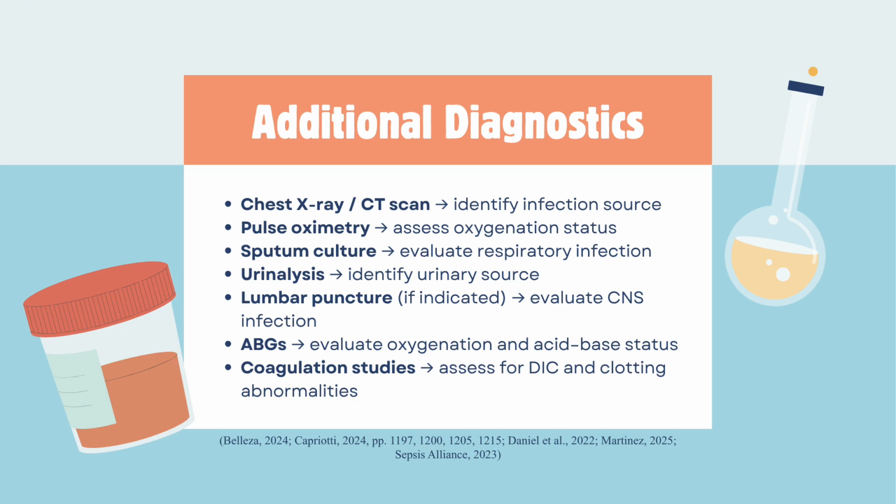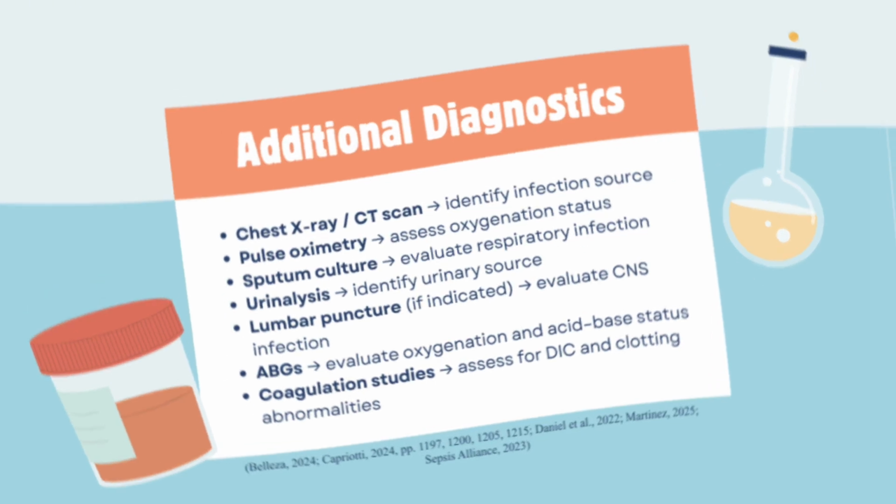Pulse oximetry is used to assess oxygenation status and detect early respiratory compromise. A sputum culture may be obtained to evaluate for respiratory infections, while urinalysis helps identify a urinary source of infection. If central nervous system infection is suspected, a lumbar puncture may be performed. Arterial blood gases are used to assess oxygenation and acid-base balance, and coagulation studies are important for identifying clotting abnormalities and potential development of disseminated intravascular coagulation.